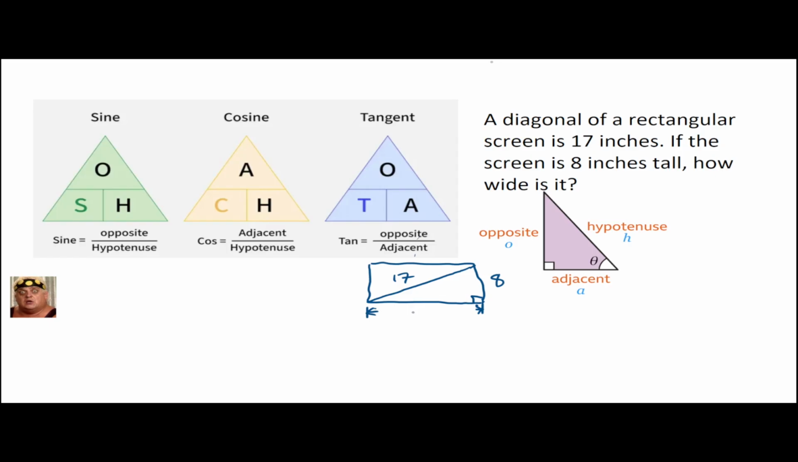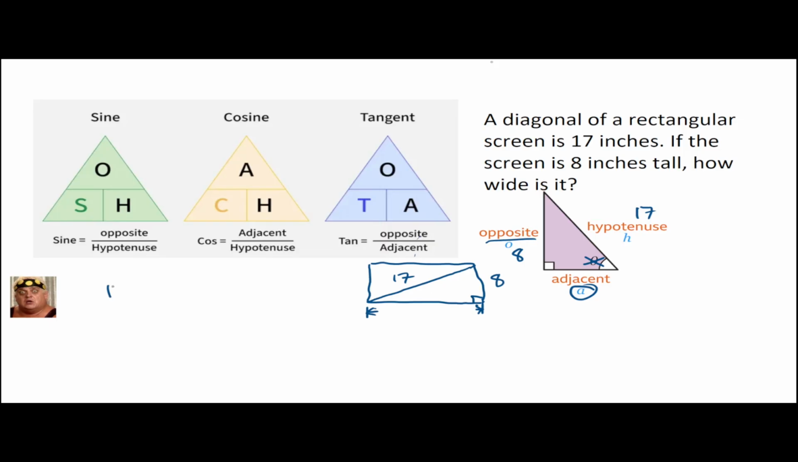We don't know. So is that going to be the adjacent, opposite, or the hypotenuse? Well, the hypotenuse is going to be 17. That's the diagonal, and in this case we're going to say that the opposite side is going to be 8, and we're finding the adjacent side. So are we going to use SOH CAH TOA, or are we going to use Pythagoras? It doesn't include theta. Theta is not included, so we're going to use Pythagoras in this case.